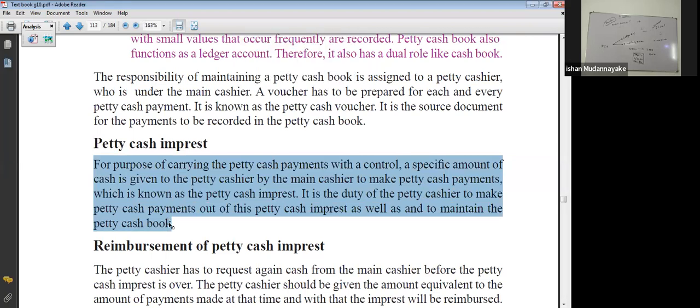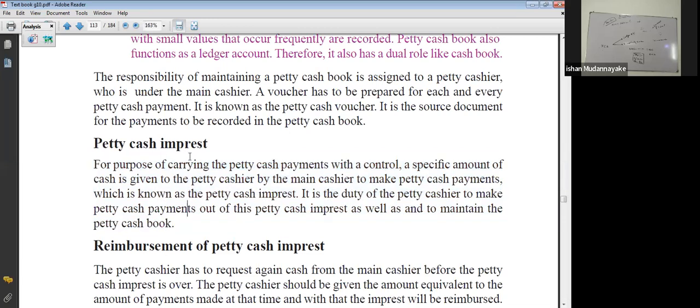The purpose of keeping petty cash payments is control. A specific amount of cash is given to the petty cashier by the main cashier to make petty cash payments, which is known as the petty cash imprest. It is the duty of the petty cashier to make petty cash payments out of this imprest as well as to maintain the petty cash book. You need to manage petty cash payments as well as maintain the petty cash book.